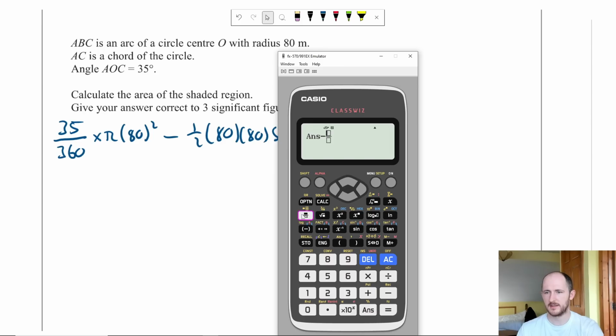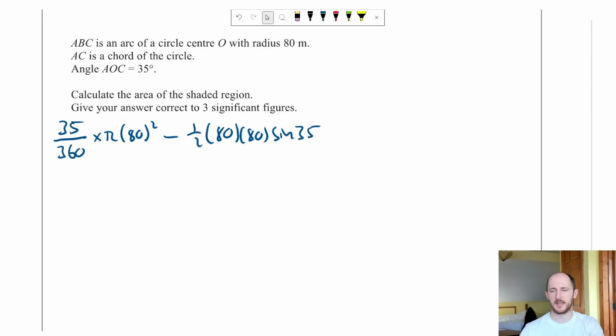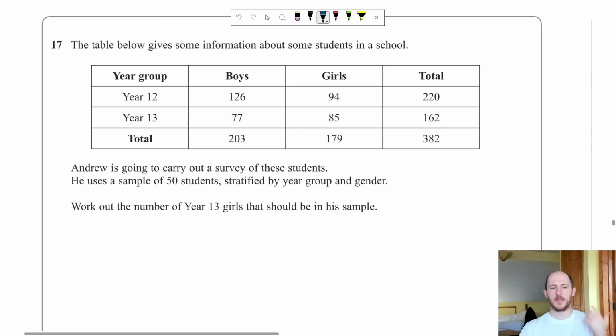Take away half 80 times 80 sine 35. There you go, 119.3. Or just 119, because it's told us that. Is it centimetres? No, it's meters, of course it is. Meters squared. All done.